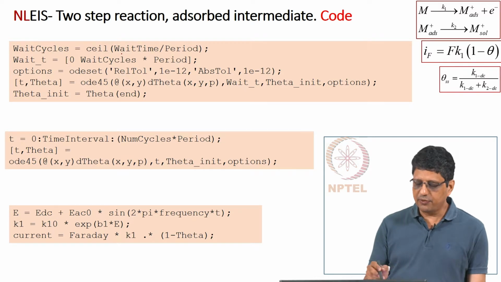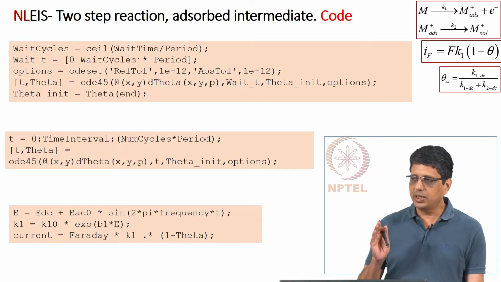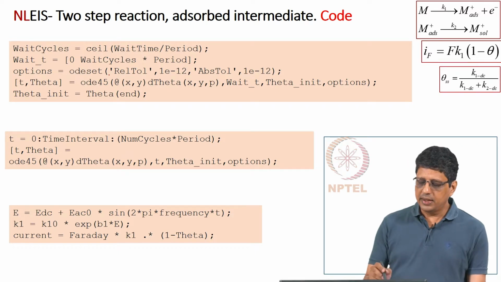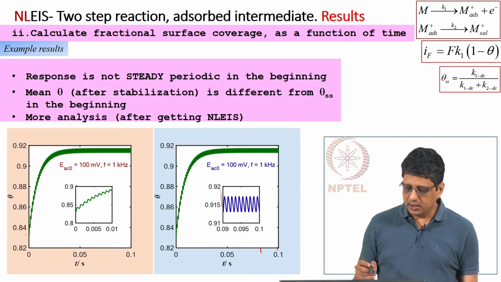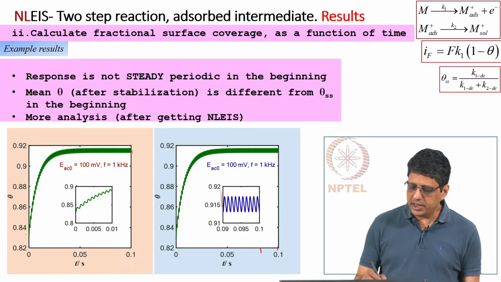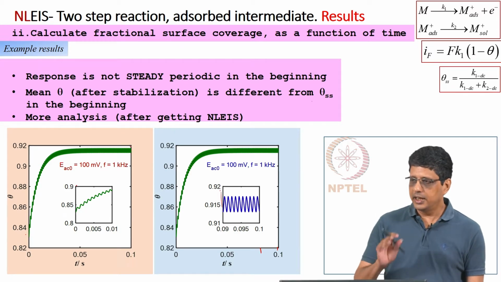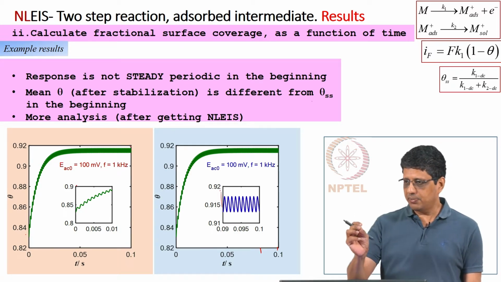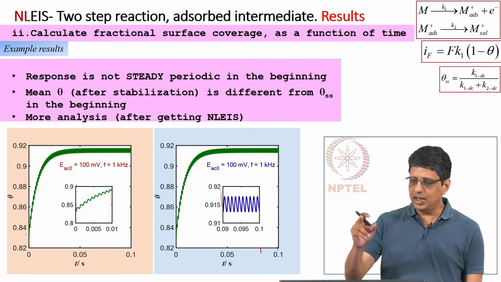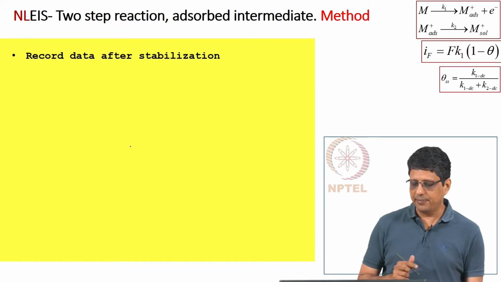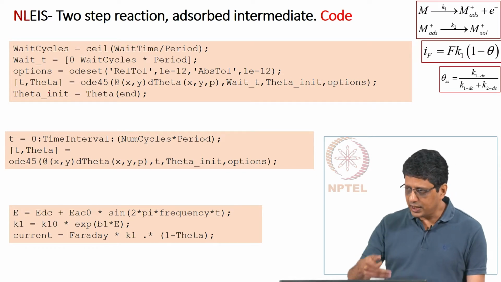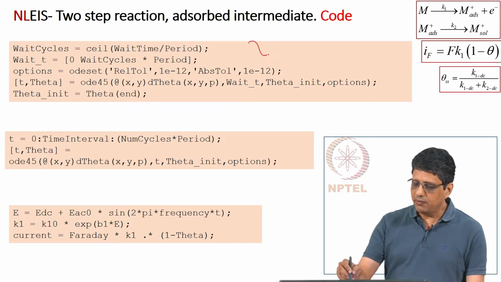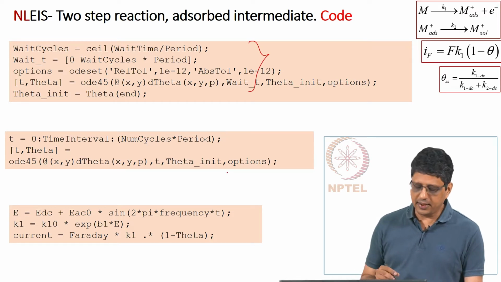So, we calculate the number of cycles that one needs to wait, so that the response has stabilized, and then we have to integrate it, and whatever value of theta where it ends, that should be the initial value for the subsequent integration. That is, you apply sinusoidal potential, wait for some time and then take the data. So, the theta value and the current value should be at that end. We calculate the theta values and then the last value of that theta should be the initial value for the next integration. So, until now we have been waiting, now we are going to record the data.